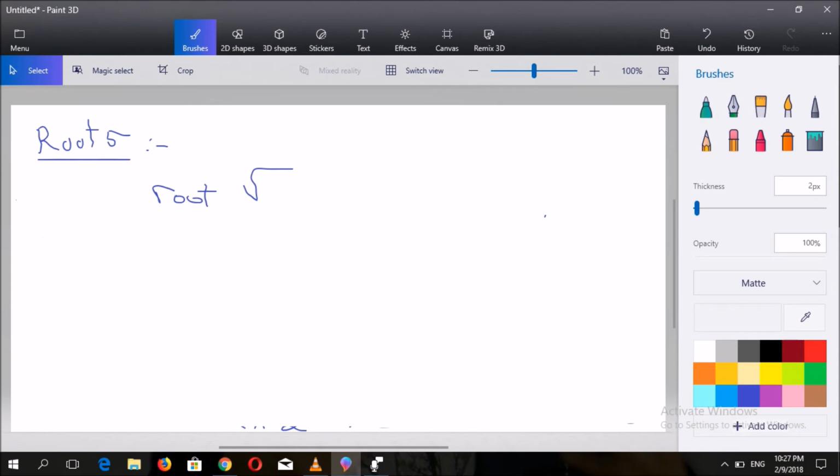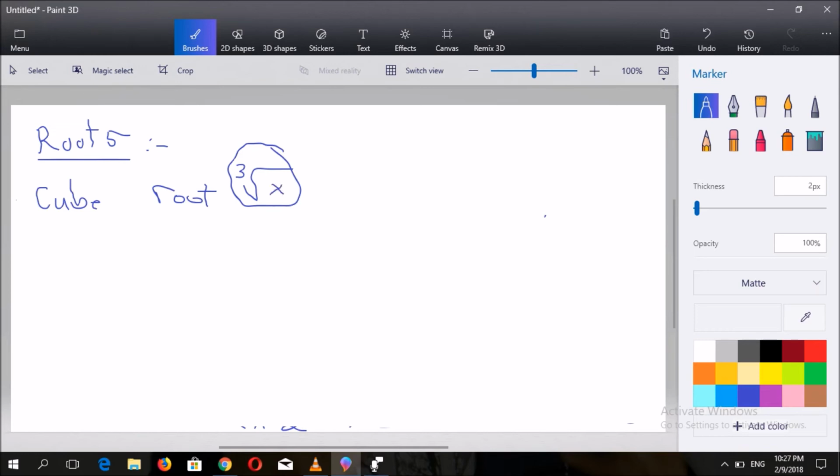One example is the square root of 16. So 16 is an even number for which I am calculating the square root. This will give us the value of 4 and actually minus 4 as well. So minus 4 also is one of the square roots of 16. So this is the square root.